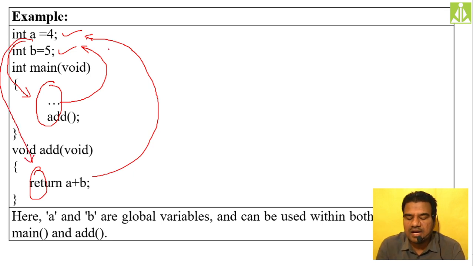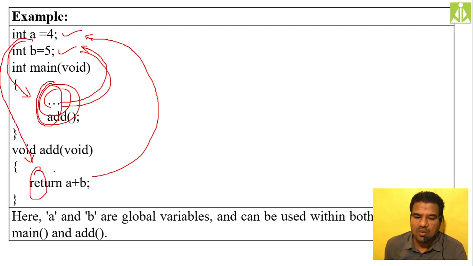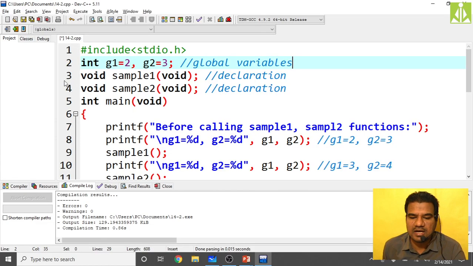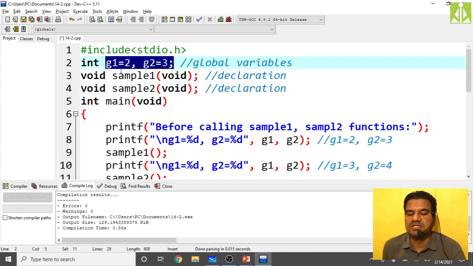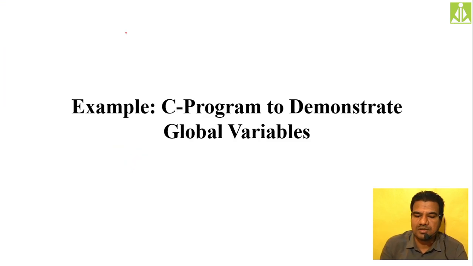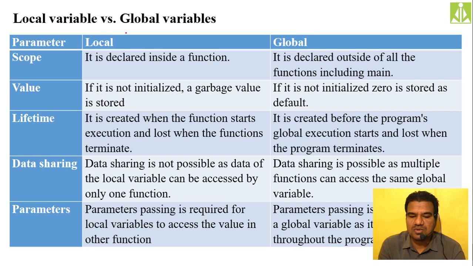Okay, that we have done, and we have seen how whatever changes you are doing inside the main are affecting whatever changes inside this add. Here we have clearly seen that. Whatever changes I am doing inside main, inside sample1, inside sample2, ultimately these changes you are seeing on these variables G1 and G2. Hopefully you understood this global variables concept. So demonstration is also over.